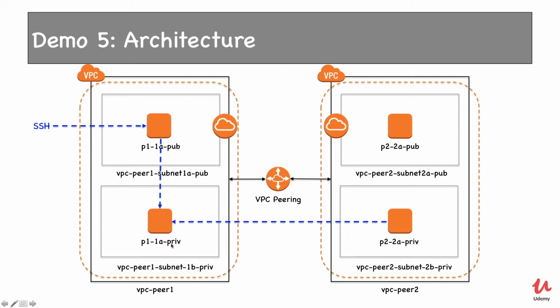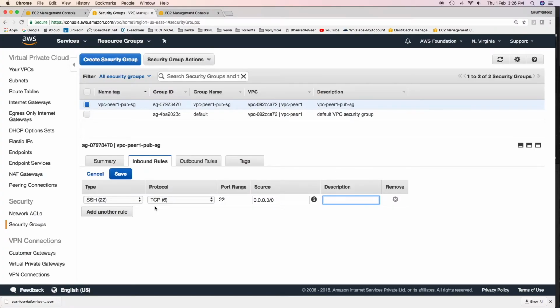P1 1A priv, which is the instance in the private subnet, will have SSH requests from the public subnet and the private subnet from the other VPC. For the instance in the public subnet in VPC peer 1, I have allowed an inbound rule for SSH from anyone on the internet. Likewise, I'll have to create an outbound rule for SSH requests out. This is the SSH request out from the public EC2 instance to the private subnet in VPC peer 1.